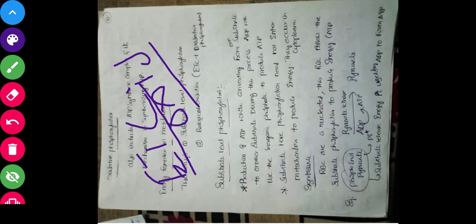But what is substrate level phosphorylation? This is the production of ATP while converting from one substrate to another substrate. During this process, ADP will use inorganic phosphate to produce ATP. It is not linked with the electron transport chain reaction. When one substrate is converting to another substrate, energy will be produced. How? The ADP will utilize the inorganic phosphate which is generated in the conversion, and then it will form the ATP. This is called substrate level phosphorylation.